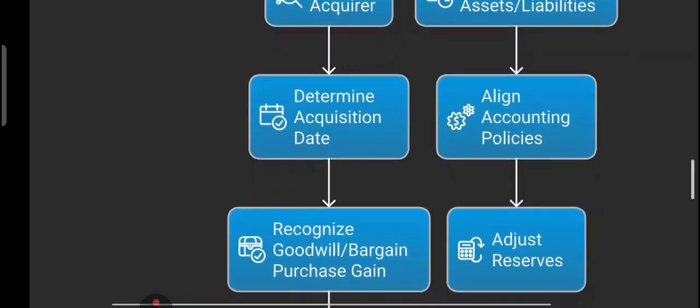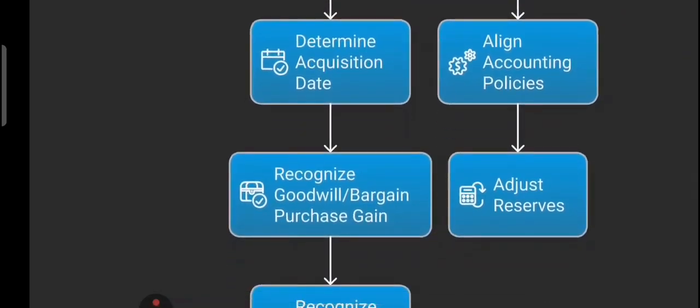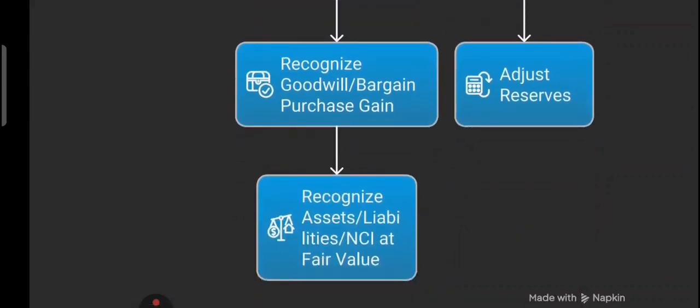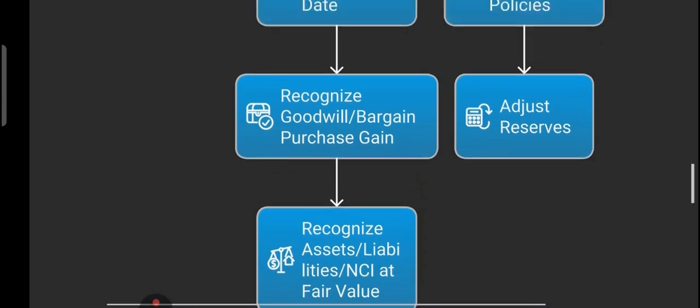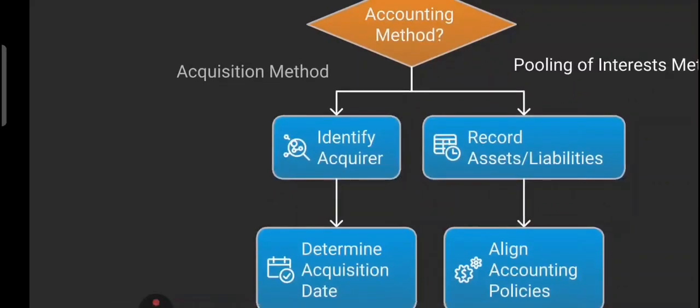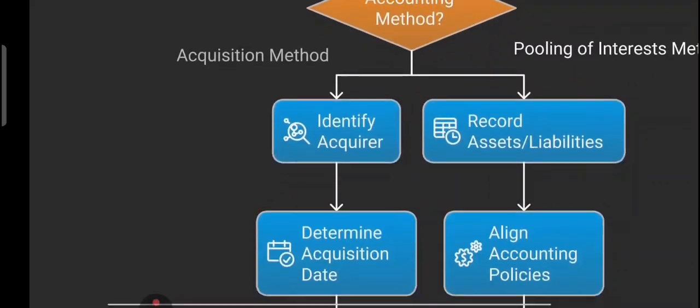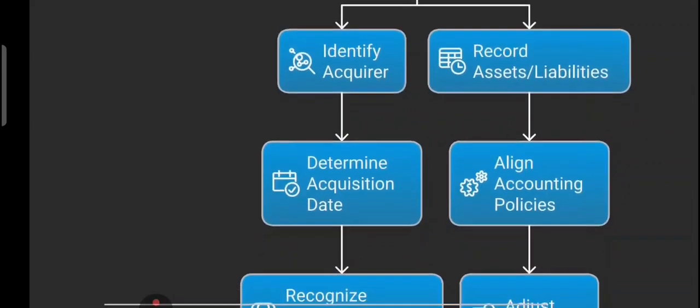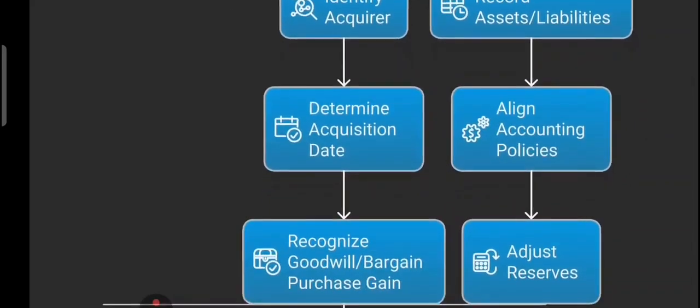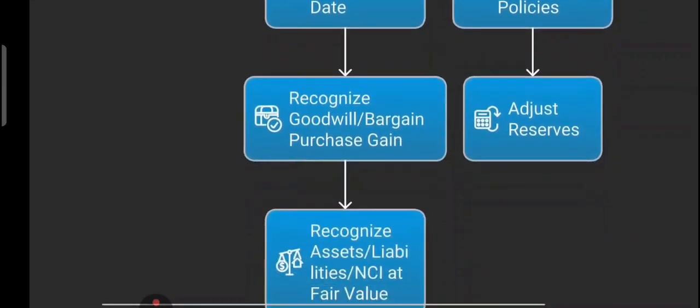Then the company must recognize either goodwill or a bargain purchase gain, depending on the deal's nature. Finally, assets, liabilities, and any non-controlling interest, called NCI, are recorded at fair value. So these are the steps. In the case of the acquisition method: identify the acquirer, determine the acquisition date, recognize goodwill or bargain purchase gain, and record assets, liabilities, and non-controlling interest at fair value.